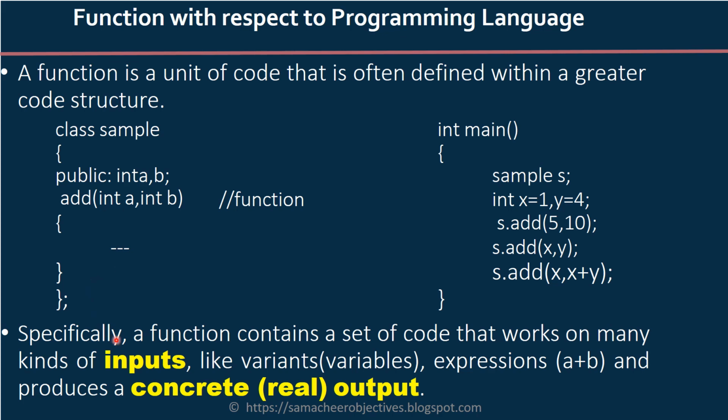And then specifically a function contains a set of code that works on many kinds of inputs. That works means the function calling. When the function works, while calling the function it works. Different kinds of inputs like variables, expressions, and produces a concrete real output. So after working with the input it will give a constant output, a concrete output, a real output, right?